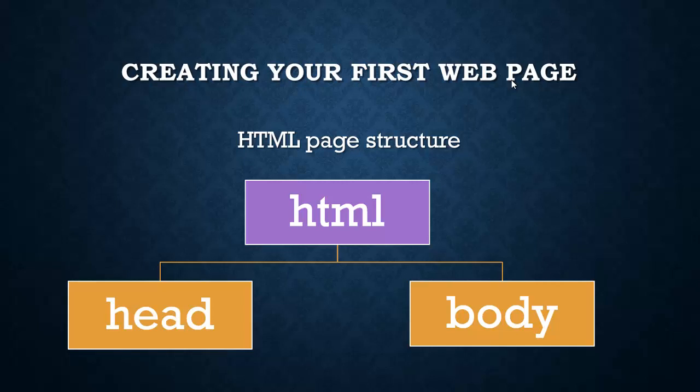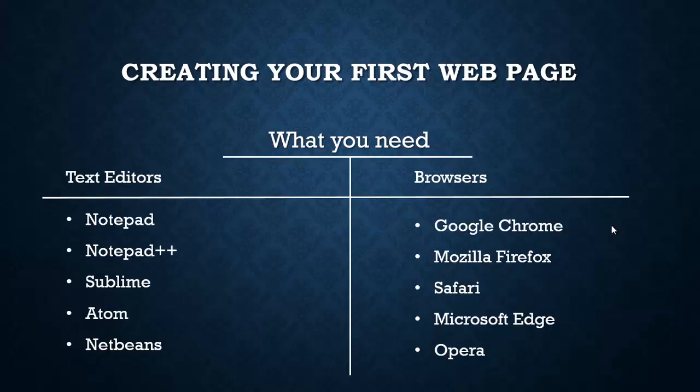So before creating your first HTML web page, we will learn what you need to create it. To create an HTML page, we only need two things. First is a text editor and second is a browser. Now the question is, what is a text editor? A text editor is a simple software application which is used to edit plain text. There are various text editors available in the market such as Notepad, Notepad++, Sublime, Atom, NetBeans and thousands more. My personal favorite is Sublime Text Editor.